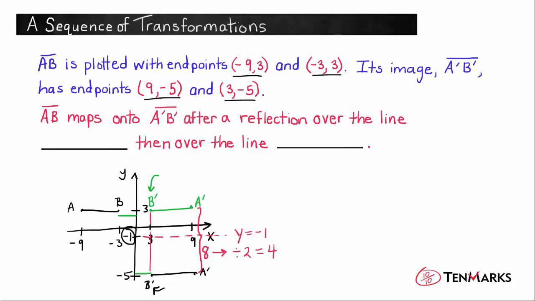So to answer this question, we'll fill in the blanks this way. Segment AB maps onto its image after reflection across the line x equals 0, which is our y-axis, and then over the line y equals -1.